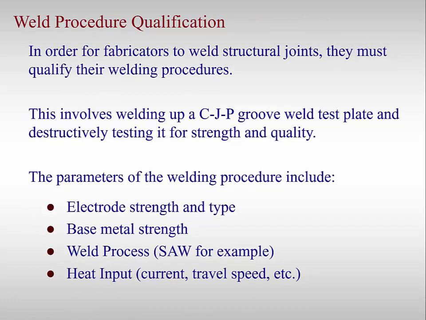Fabricators cannot just weld anything they want. They must qualify their welding procedures first. The welding procedure involves welding a complete joint penetration groove weld test plate specimen. The specimen is then destructively tested to determine the strength and quality of the weld. The parameters of the welding procedure include electrode strength and type, base metal strength, welding process, SAW for example, heat input, which includes current and travel speed.